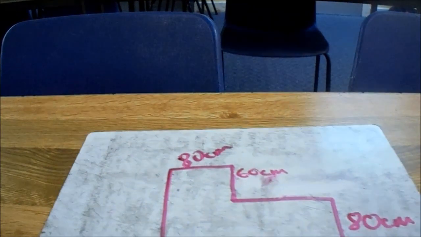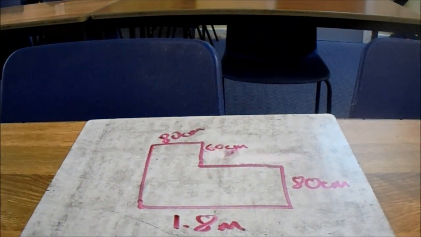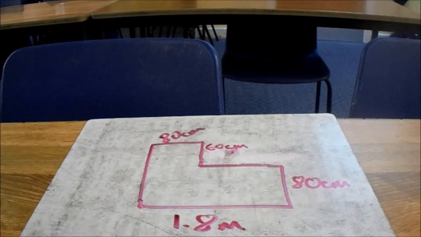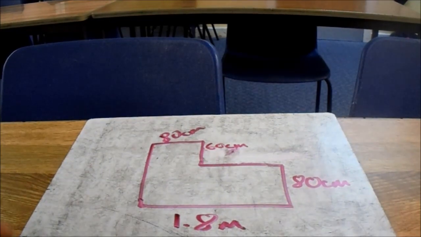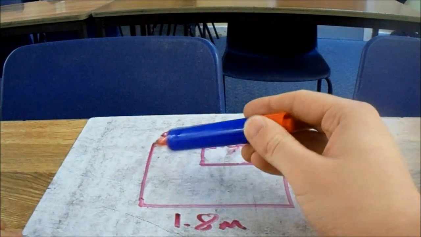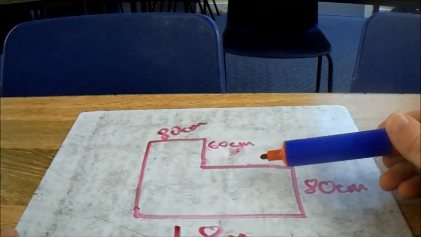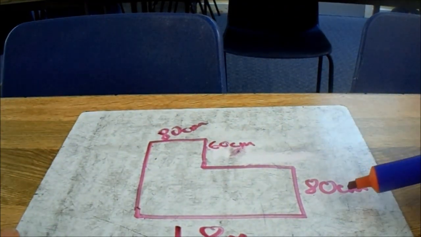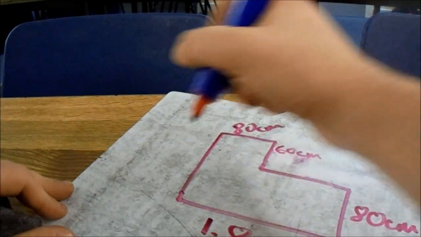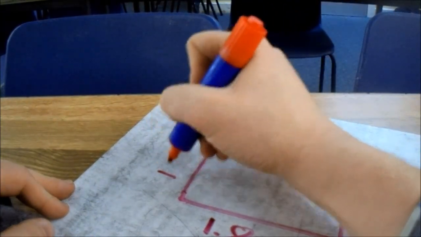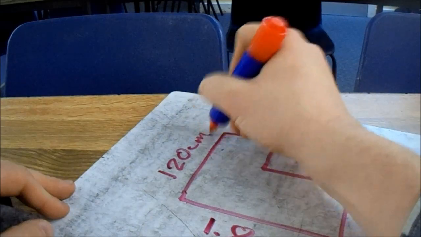Final one I'm going to show you, and then you can get on with the sheet yourself, is this one here, where we have a mix match of both centimetres and metres to help us work it out. First one I'm going to try and work out is this one over here. I have 60 centimetres and I have 80 centimetres. When I add those together, I get 120 centimetres.